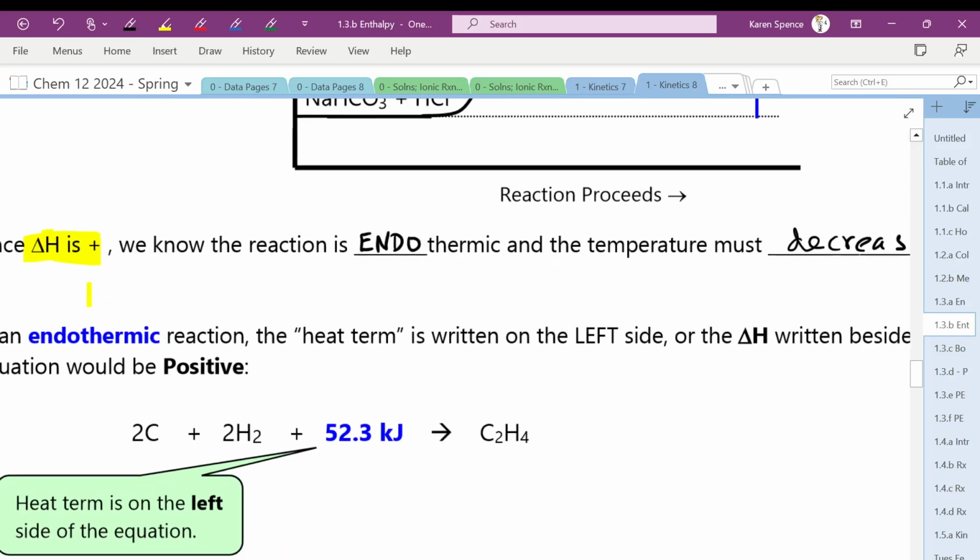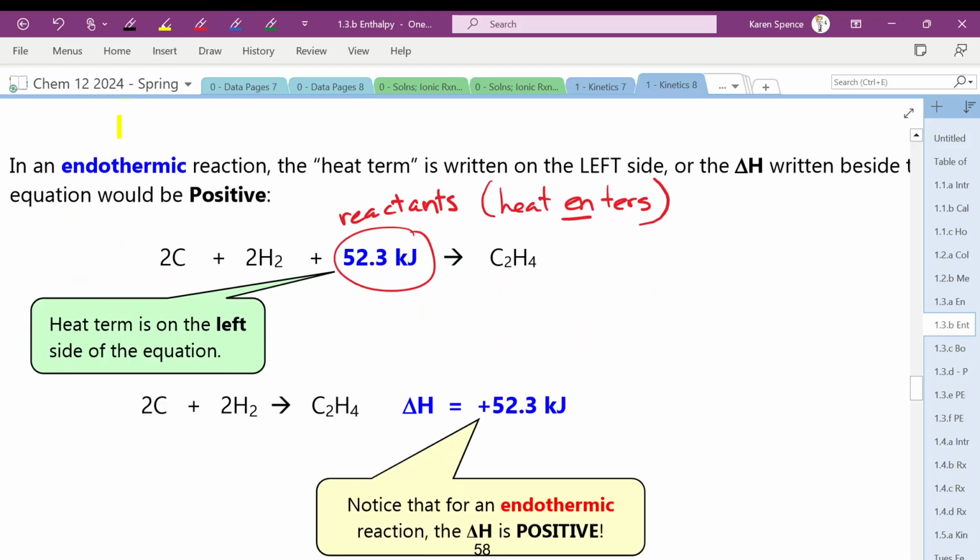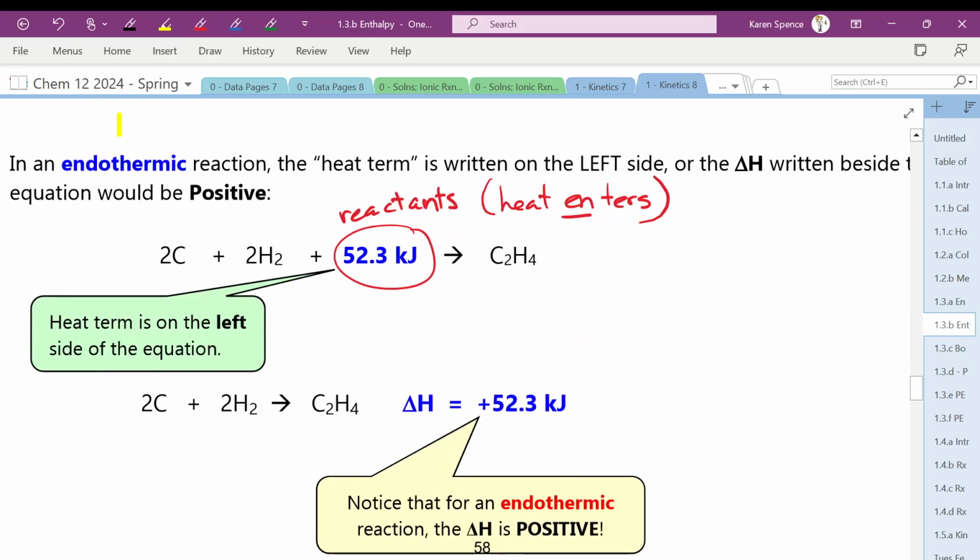In an endothermic reaction, the heat term is written in the reactants. Heat enters. And delta H is positive. So we have those two different ways of writing the reaction. You can put the heat term in the equation, or you can put delta H separately on the side.